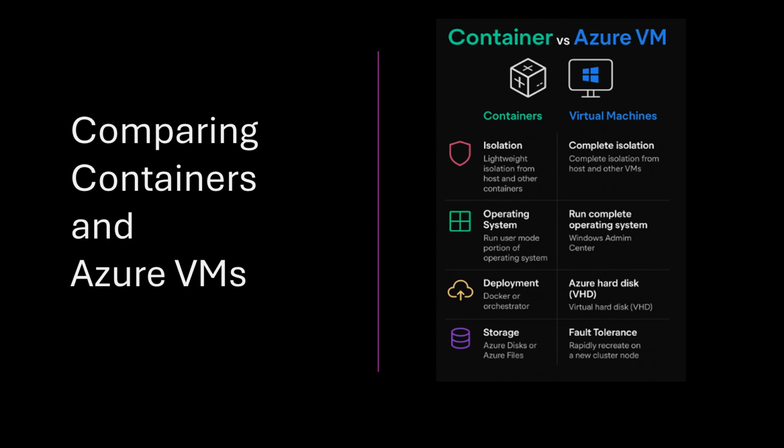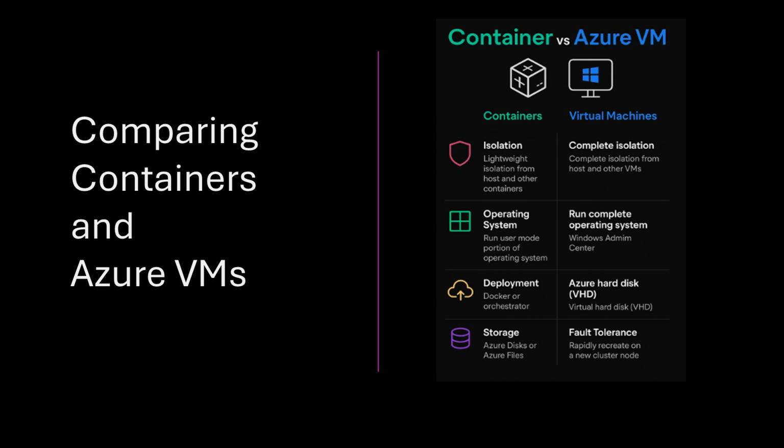For storage, containers give you flexible options. You can use Azure Disk for local storage or Azure Files when you need shared access across nodes. On the other hand, VMs rely on virtual hard disks for local storage and can also use file shares for multi-server access.